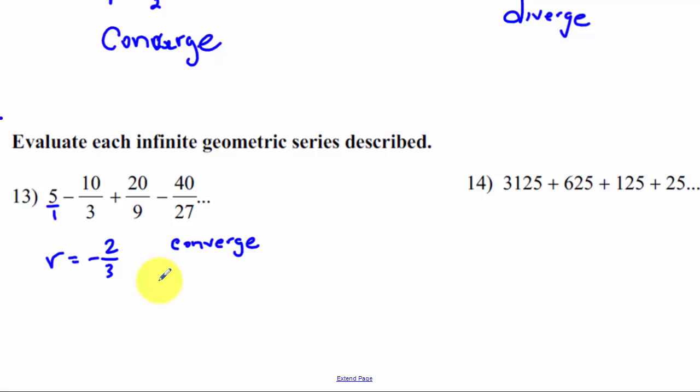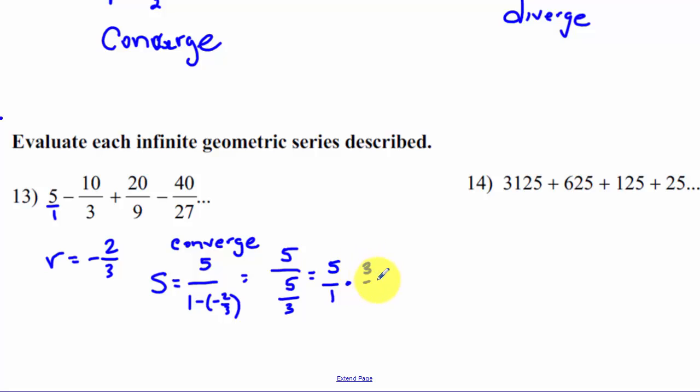So here we can plug into our formula. S equals a sub 1, which is 5, divided by 1 minus -2/3, which is 5 divided by 1 plus 2/3, which is 5/3. Turn that into the top times the reciprocal of the bottom. Our 5's cancel out and we get 3. So if we kept adding this up forever, we would get the positive number 3.